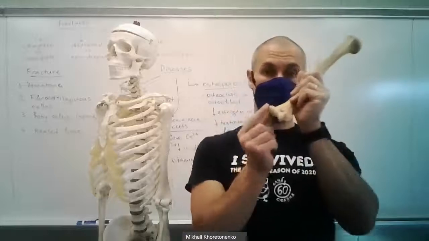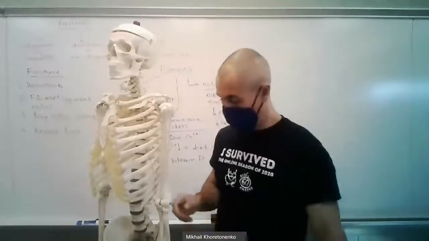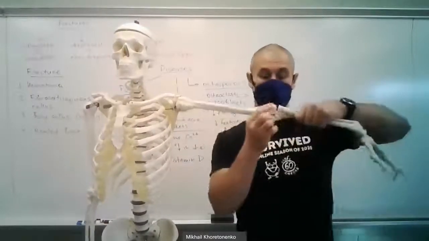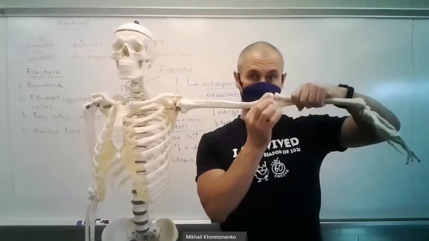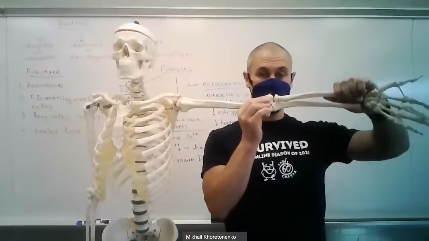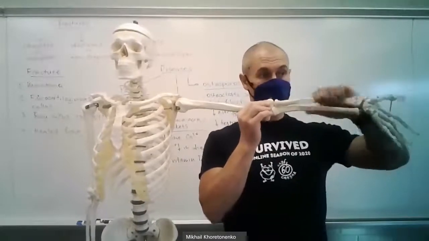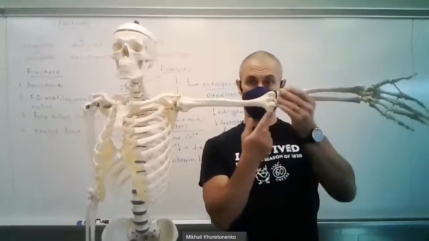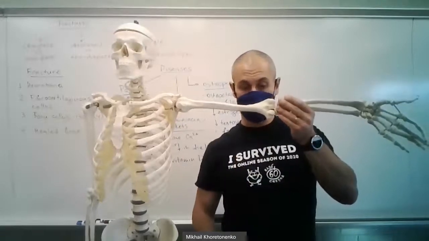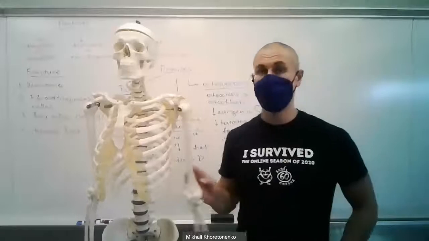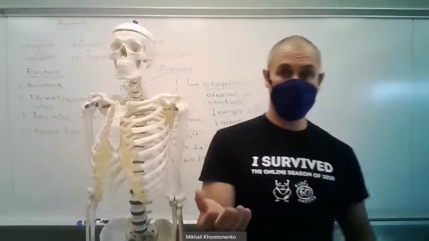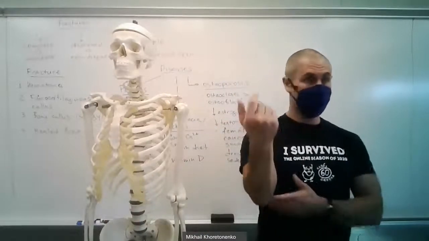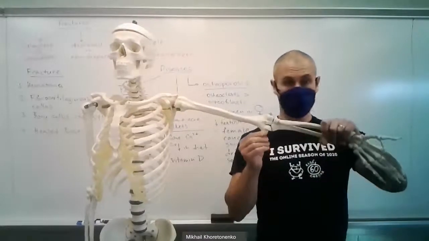This round enlargement is called the capitulum. So this is the capitulum. It articulates with the radius, the lateral bone in the forearm, we'll get back to those in a second. And this projection, see that? This is called the medial epicondyle. It's a pretty significant projection. Muscles that flex your wrist and fingers are attached to that projection.